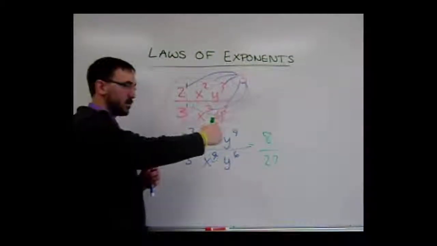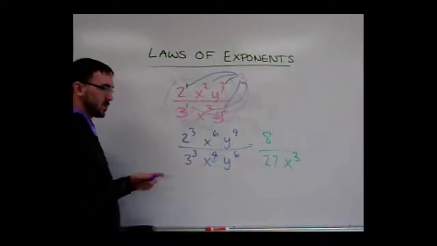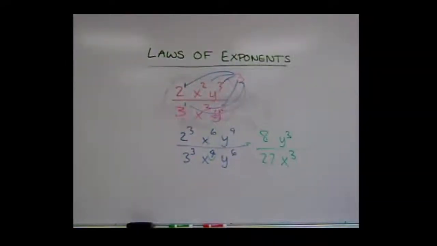Where can I put it? Good. I can put x to the 3rd on the bottom because it's going to be negative. 9 minus 6. Y to the 3rd. Good?